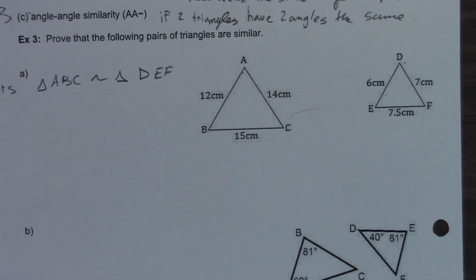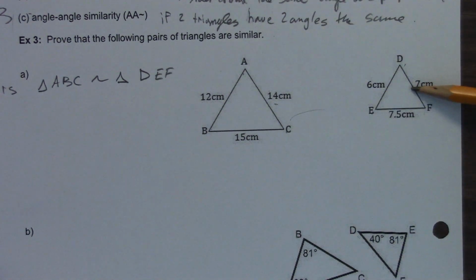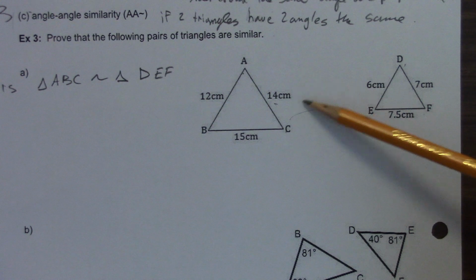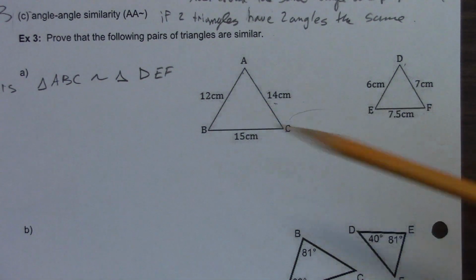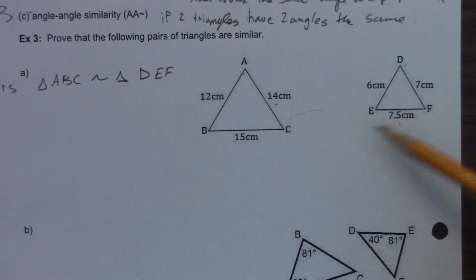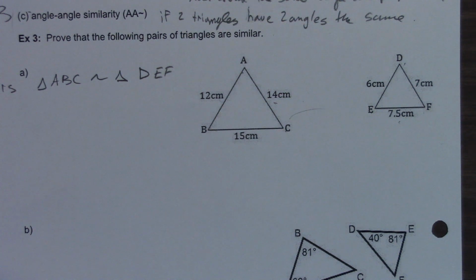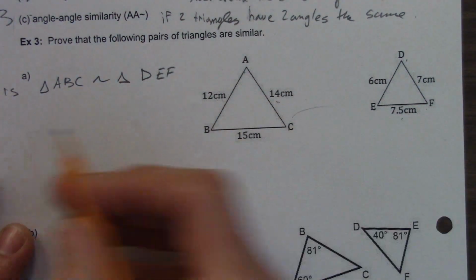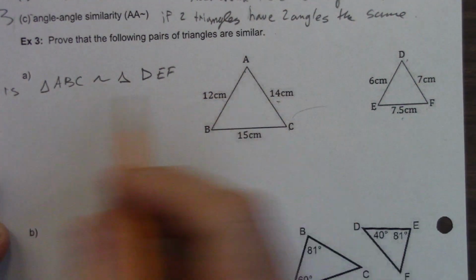Okay? Are they similar? They are. We know right away because if you're good with math, you can see that 14 is double 7, 6 is double 12, and 15 is double 7.5. So you can see the proportions are the same. But we have to check, right?